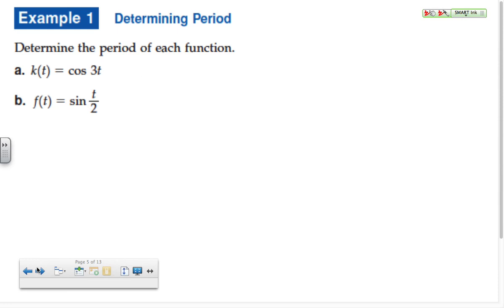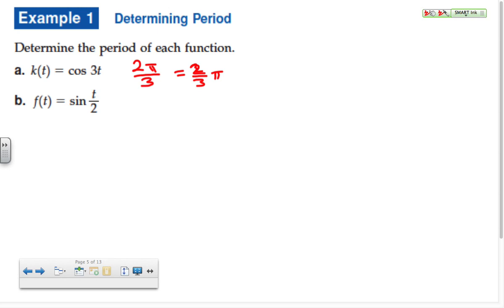So let's talk about the period of each one of these functions. Cosine of 3t is 2 pi divided by 3. So the period is 2/3 pi. That means the whole cycle will happen from 0 to 2/3 pi.